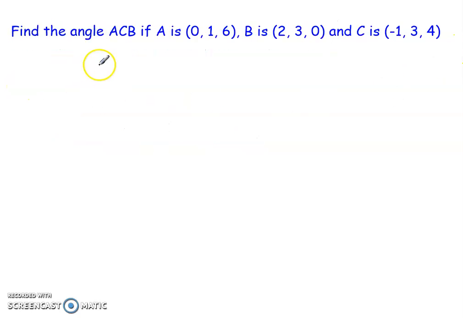Second question was, find the angle ACB if A, B and C are these 3 given points here. First thing to do is actually figure out the angle as a system. So do a little sketch. There's my points A, B and C, and what it wants is the angle A to C to B. So it wants the angle here.